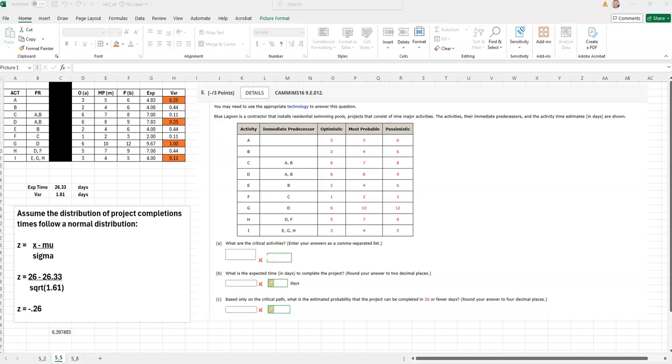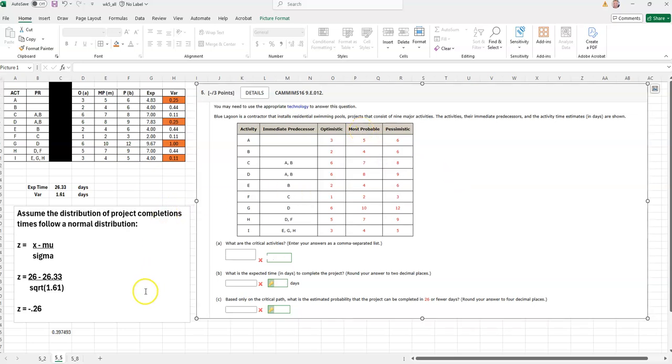Okay, folks, let's take a look at this problem where we have variable times on the durations. If you read through this problem, you're going to notice you're not given a set duration for each of these activities. What you're given is an optimistic time, a pessimistic time, and a most probable time. The way this works is very similar to what we just did in problem 5.2.